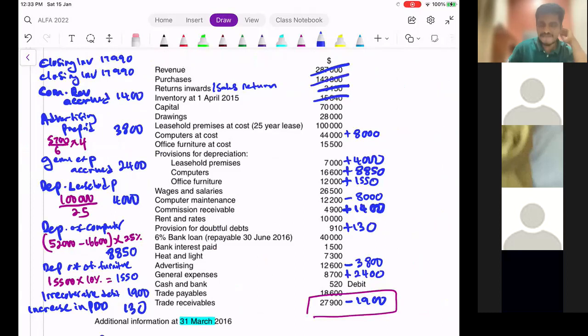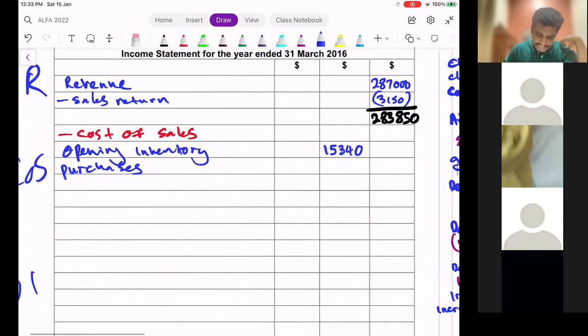My purchases is 143,800. So this purchases is supposed to be written here, minus the purchases return, plus the carriage inward, and then minus the goods for own use. So can you check this question? Do you have a purchases return, goods for own use, and also carriage inward?